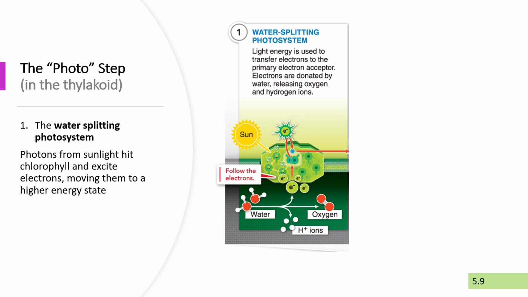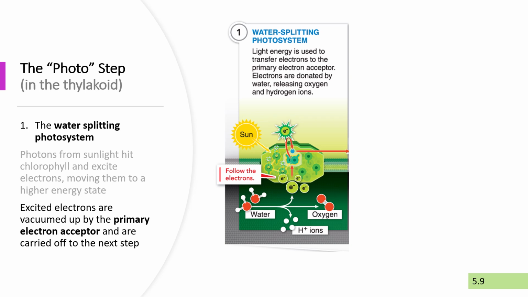The first step in the photoreaction is the water-splitting photosystem. The photons in waves of sunlight hit the chlorophyll in the leaves. This causes electrons in the chlorophyll to enter an excited or high energy state. These excited electrons are transferred to the primary electron acceptor and passed along to the next step.